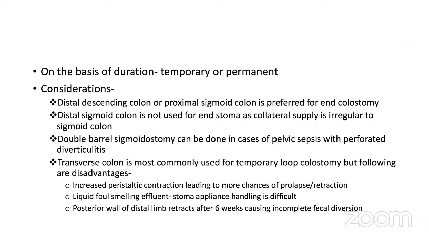Posterior wall of the distal limb retracts after 6 weeks, causing incomplete fecal diversion. There is flow into the distal limb usually after 6 weeks. So for temporary purpose only, we can bring a transverse loop colostomy out. And we are planning the definitive surgery 6 weeks or later.